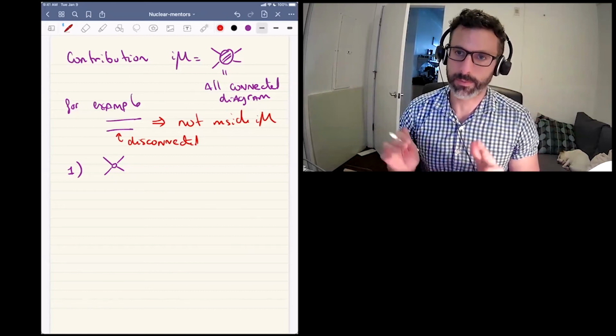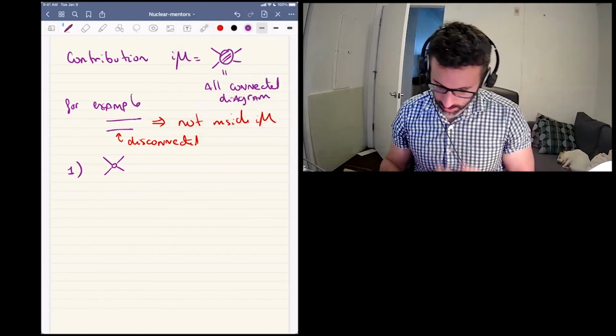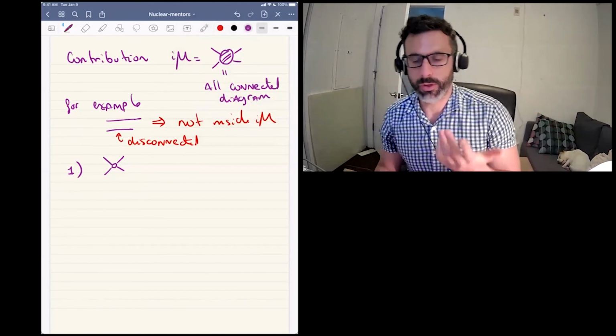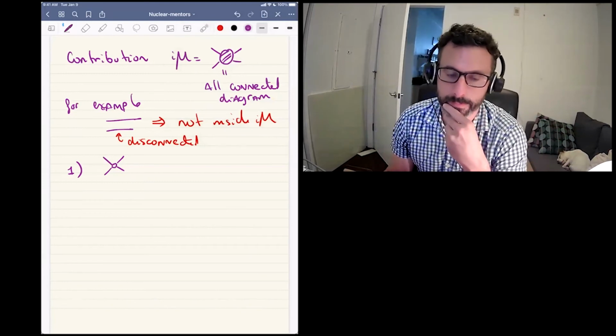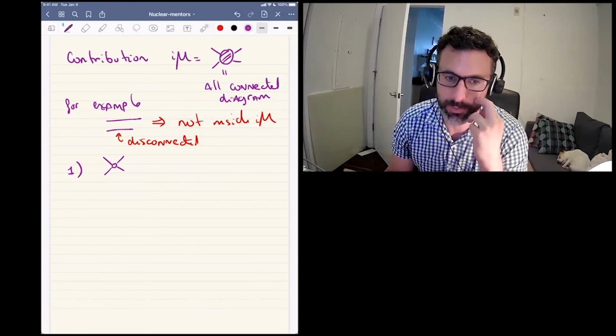All right, I'm seeing some head shaking, so hopefully that's good. All right, so, okay, this first example, what should this contribution to a scattering amplitude be, given the rules that I wrote down in the previous slide?